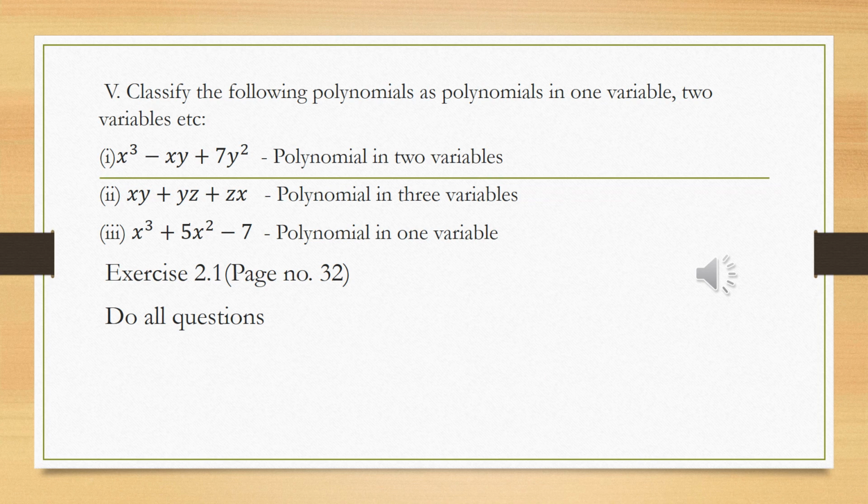In this lesson, we will be concentrating on polynomials in one variable only. Based on these problems, students, you can do exercise 2.1, all the questions, in your notebook.